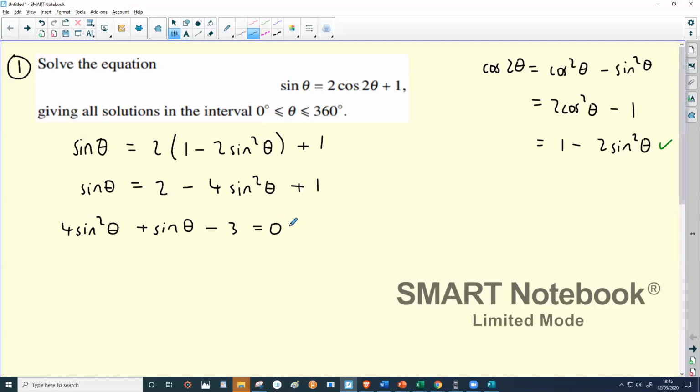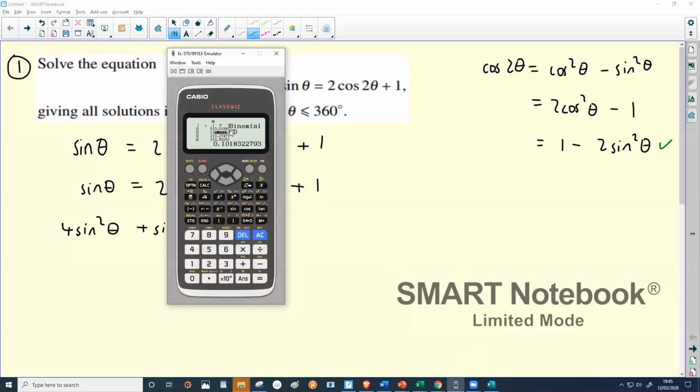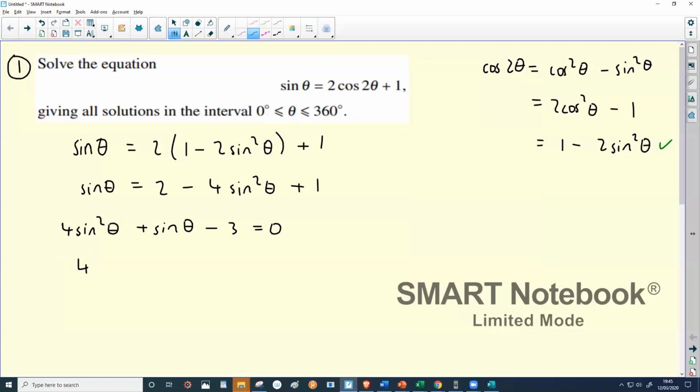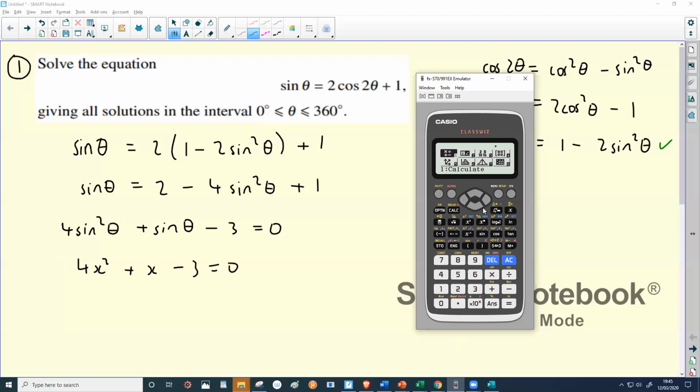Now at this stage, what I can do is put it into the calculator. Well, it's a quadratic in terms of sine theta, so if I let x equal sine theta, I get 4x squared plus x minus 3 equals 0. At this stage, I can use a quadratic solver on the calculator, which is under A, and then if I go into polynomial of order 2, I get 4 in as my coefficient of x squared, 1 as my coefficient of x, and minus 3 as my constant.